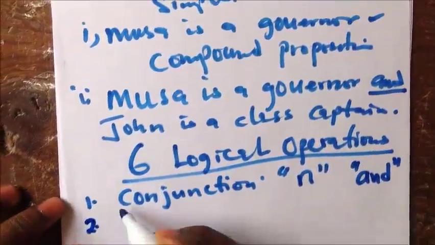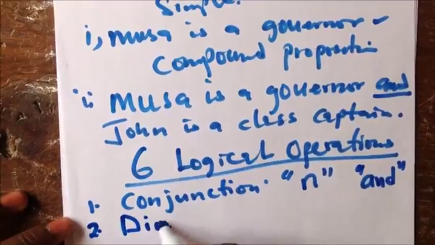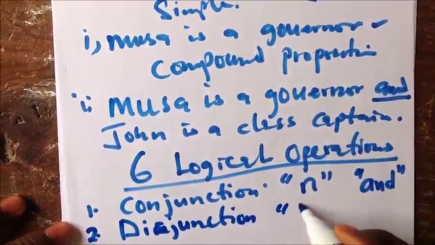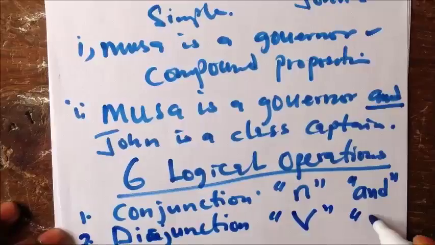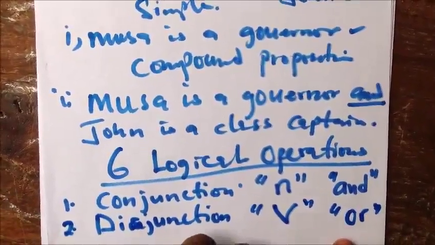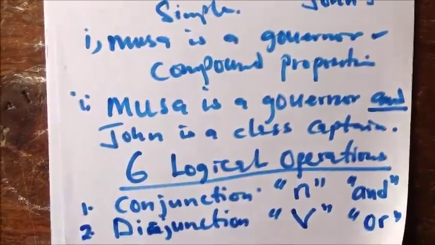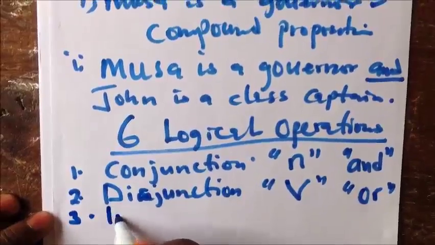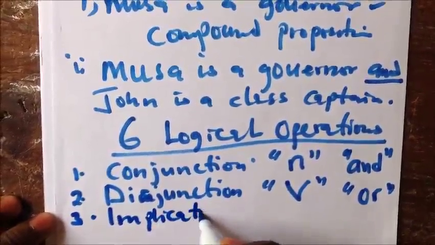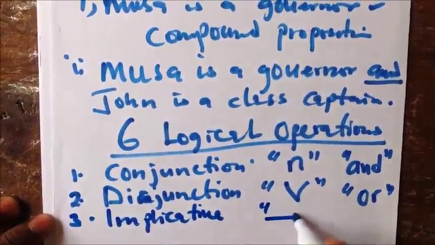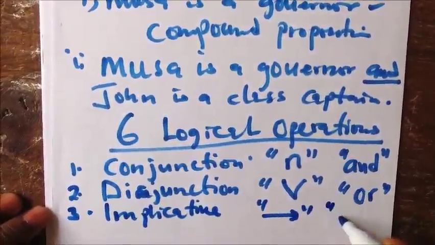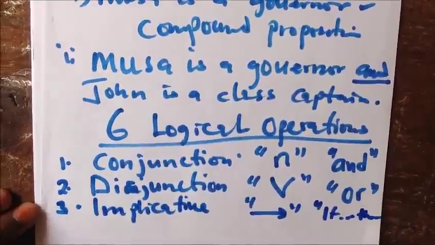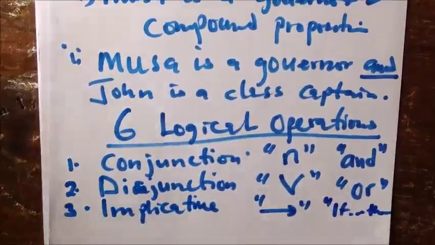Then we have the second one, which is disjunction. It is referred to as "or". If you see a statement that has this "or", it is what you call a disjunction. And then the third one is implication. This is the symbol of implication, and it reads "if, then". When we start examples, you will see how it works.